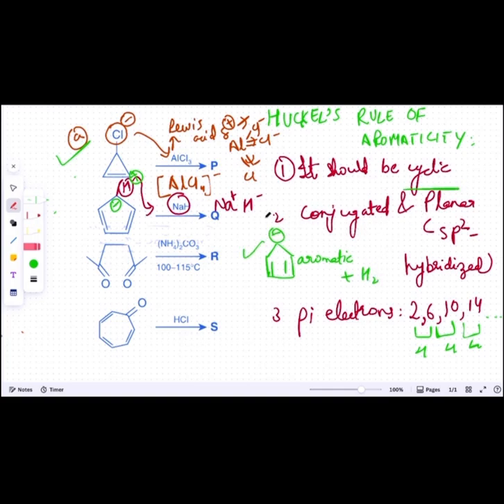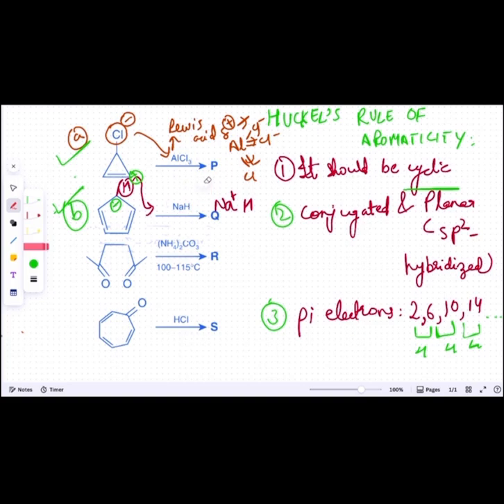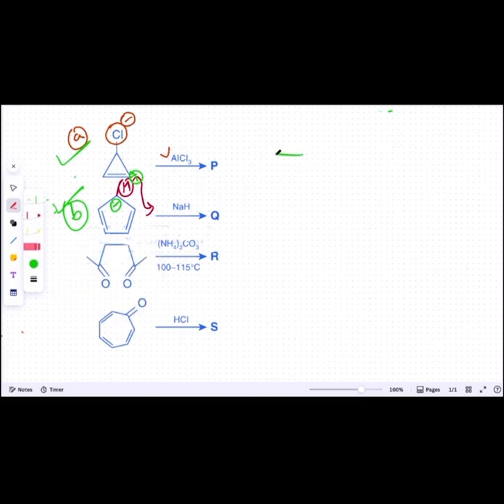So first, it is cyclic. Second, it is conjugated because the double bonds are alternate to each other and alternate to the negative charge. Now the number of electrons participating in delocalization is 6, so 2 from the double bonds and 2 from the negative charge. In the third structure, we have 2 carbonyl groups that are attached.